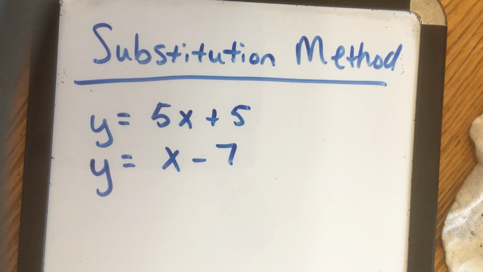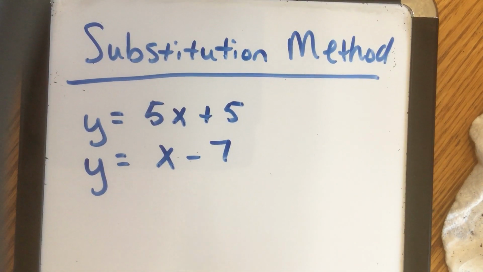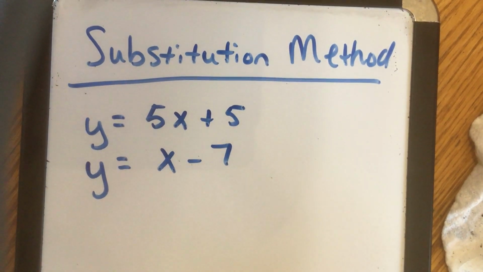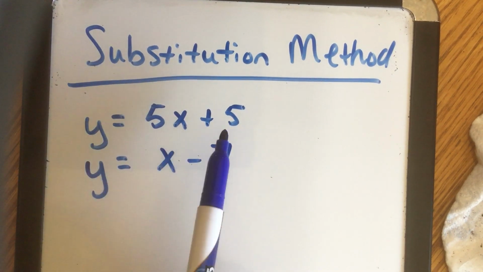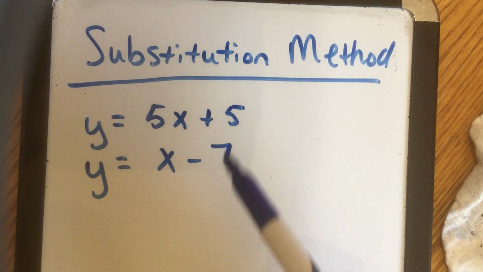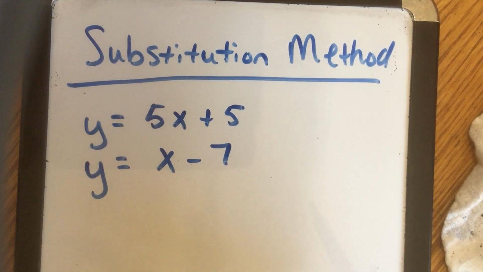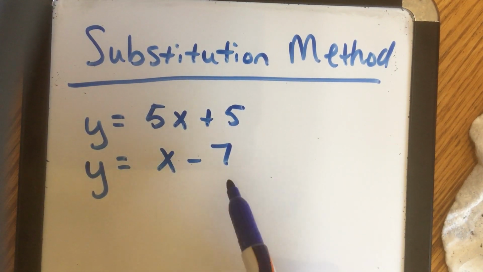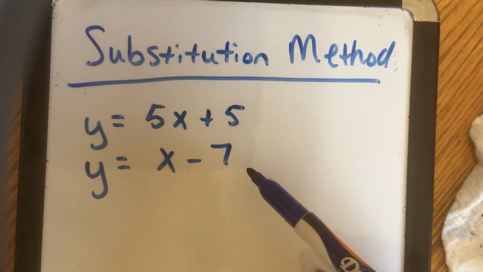All right, in this video, I'm going to show you another method for solving a system of equations. This is called substitution, and the first type we're going to do is when both equations are solved for y. So if you have y equals an equation and y equals another equation, then those two things have to be equal to each other. Just think about that logic. If y is equal to this and y is equal to that, then this has to be equal to that.